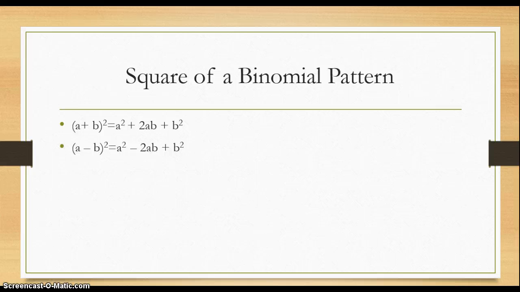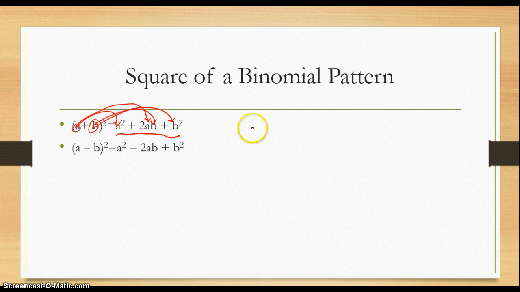So, square of a binomial pattern. A plus b in parentheses squared. They give you this special formula that you're able to just take a, plug in a here, and then take b, plug it into these places right here. And then you're able to find the trinomial of a plus b squared.